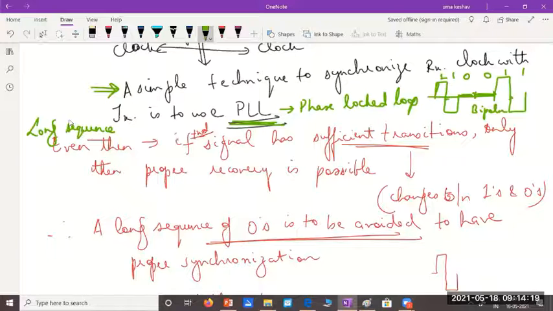So what happens if there is a long sequence of zeros? There is no transition or change in the bit. For every bit interval, there won't be any change at all. If I have some 100 zeros or 500 zeros, no change at all. Then how will the receiver clock synchronize itself to the transmitter's clock? So this synchronization, or transparency, is the biggest problem with bipolar signaling, and in order to overcome this problem and enable proper recovery, we have to avoid sending a long sequence of zeros.